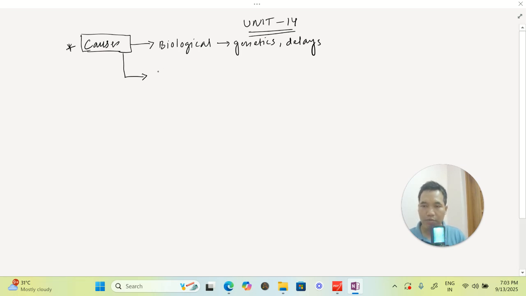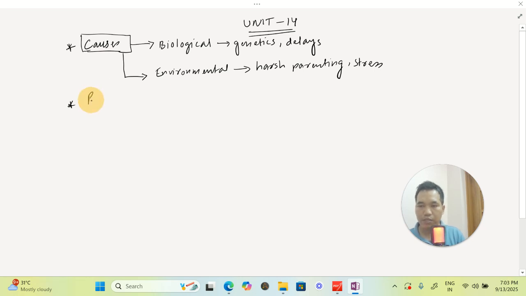Then the second point is the environmental causes. In environmental, you have harsh parenting, which is one of the crucial points. Then comes stress, which is one important point. Coming to the second topic, which is very important, the problems. The MCQ questions will come based on this only, so that's why I'm telling you that you should understand.